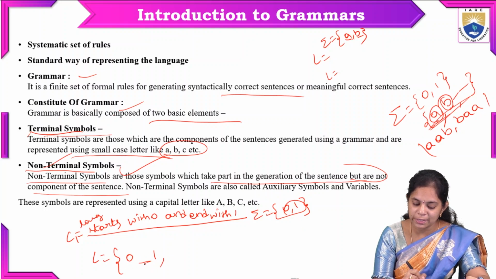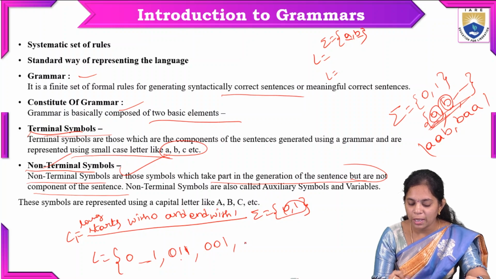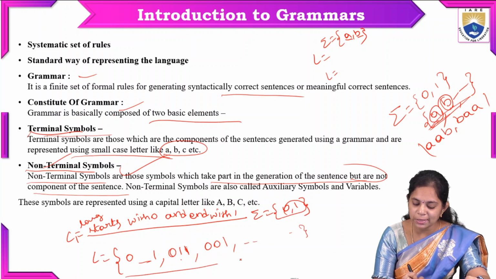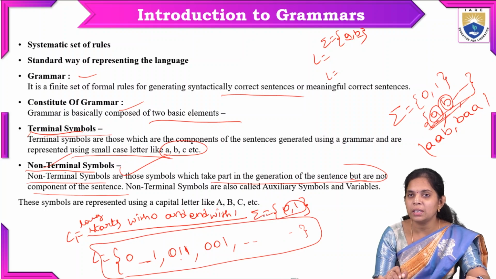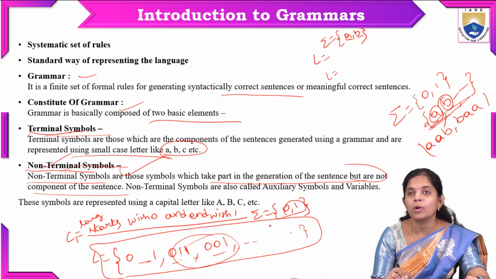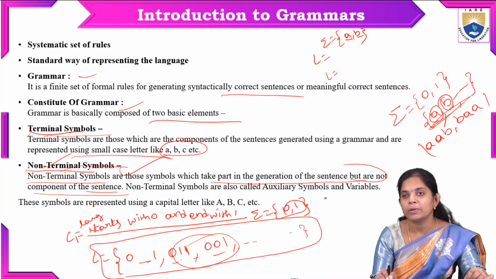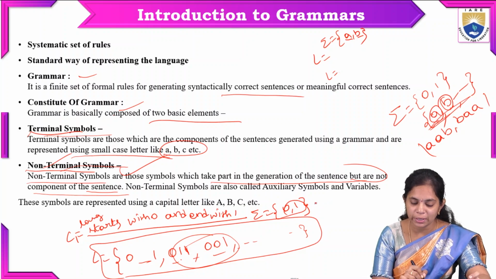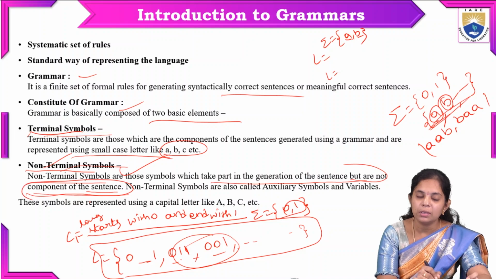Here I will write the minimum string, and if I keep one in the middle, it is going to be like this, and 0 0 if I keep 0 as the middle part. Like this we can form the strings. In this language of strings, only the terminal symbols appear. The non-terminal symbols are not part of the sentence. They are only for the generation of sentences, but they are not a component of the string.